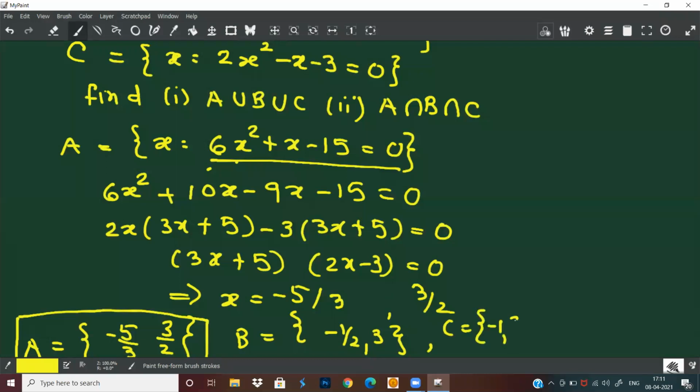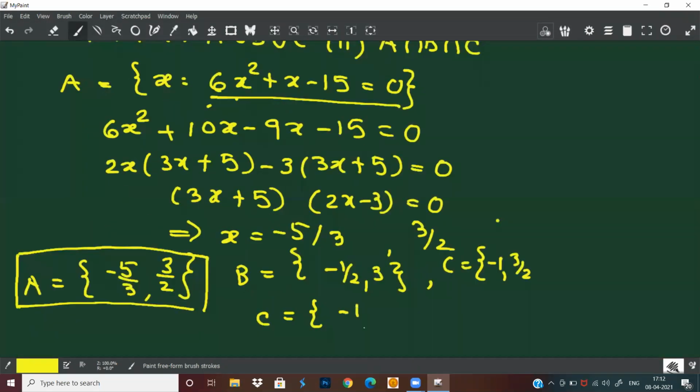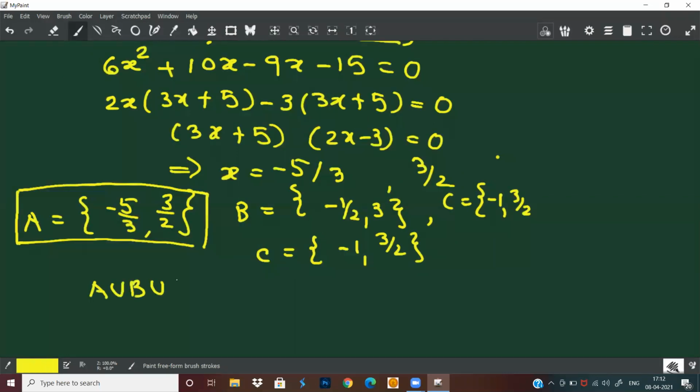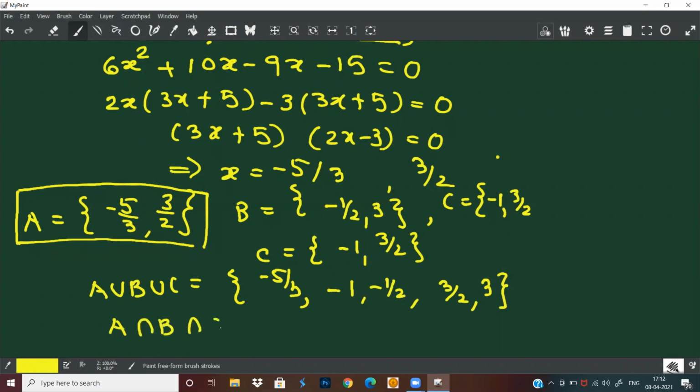First you check all your this ABC are right. Very good. Yeah, I like it. Minus 1 and 3 by 2. So intersect union भी आया होगा. Minus 5 by 3 है, minus 1 है, minus half है, 3 by 2 है and 3 है. Correct? And तीनों में कुछ भी common नहीं है.